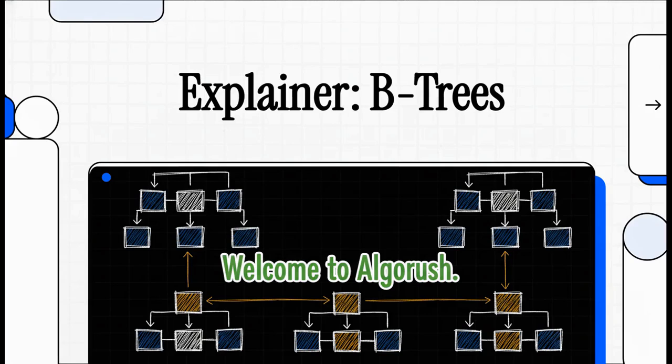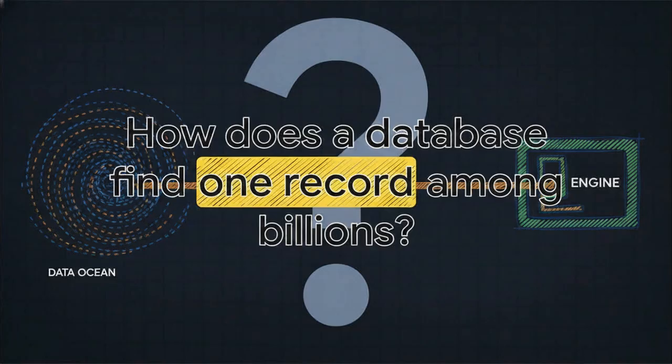Welcome to Algorush. Today, we're going to pull back the curtain on something amazing, the engine that powers almost every modern database. So, you ever wonder how that works? How does a database find one specific record, like your user profile, out of literally billions of others, and do it in an instant? It feels like magic, right? But it's not. It's just some seriously clever engineering.